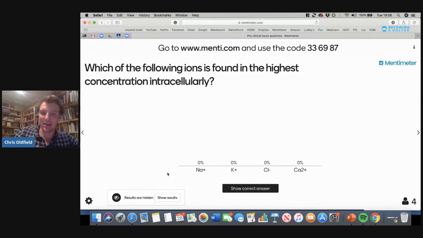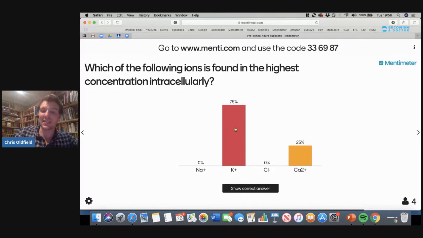Okay, because it's the end, I'll share what you've all put. Brilliant. So most people have gone for potassium, and potassium is the highest found intracellularly. Now, calcium is interesting because the levels of calcium, if you look at the table, I know I went on from that slide quite quickly, but the concentration of calcium is really, really low. It's actually higher extracellularly. And if you looked at the table, it may have looked like it's really high intracellularly, but actually it was times 10 to the minus 4, which means it's a really, really small concentration found intracellularly.